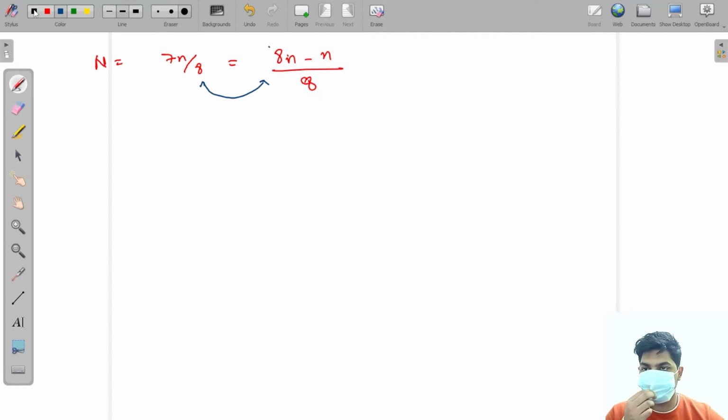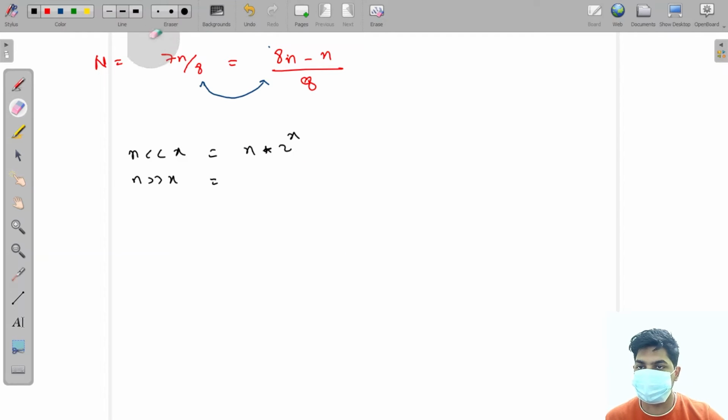So let's see what we are going to use. There are two techniques. One technique is that if you perform n left shift of x, it is equal to what? n into 2 raised to power x. And if you perform n right shift of x, it is equal to n divided by 2 raised to power x. Okay, so we are going to use these two techniques.